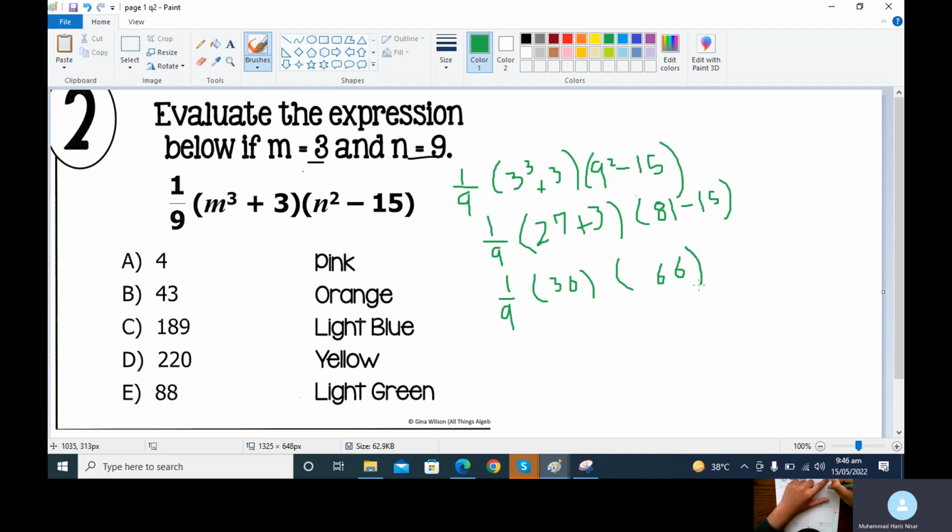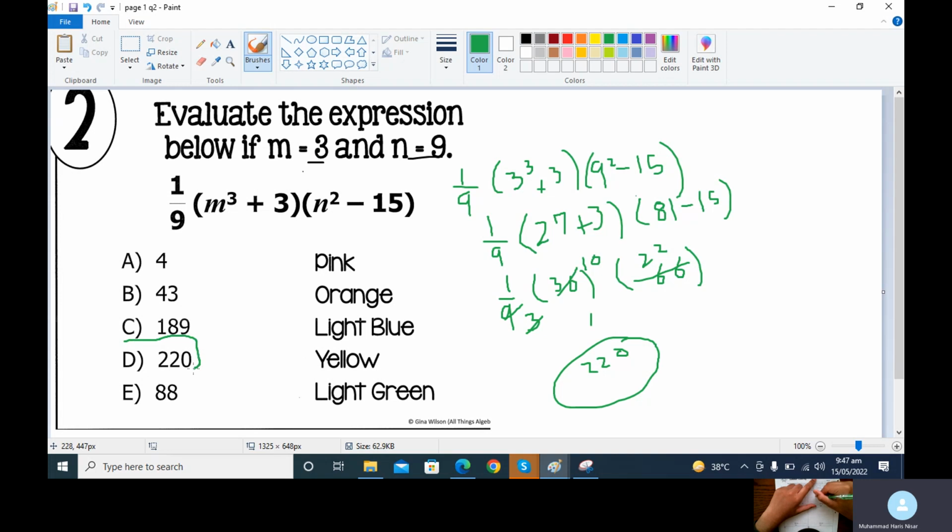66. Okay. Now you need to multiply them. 30 multiplied by 66. How many? Tell me. So you can just simplify it. 3 3s are 9, 3 10s are 30. So 1980. Yes. 3 1s are 3, 3 2s are 6. So that will be equal to 10 multiplied by 22. That will be equal to 220. Okay. So this is your right answer.